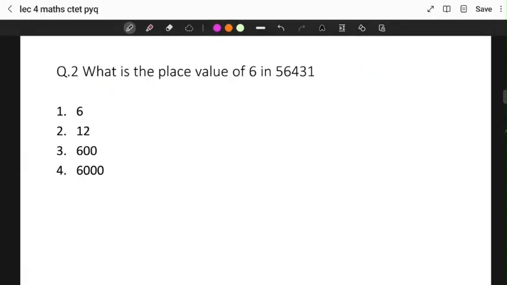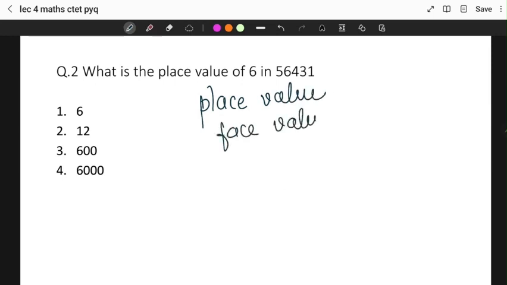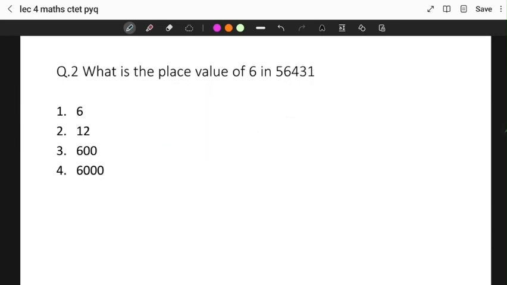So the question is talking about what is the place value of 6 in the given number 564331. Now in our foundation batches we have talked about what is the place value and what is the face value. As per the concept of place value, whenever we are talking about the place value of any given digit, if they're talking about the place value of 1, the place value of 1 is going to be 1 only.